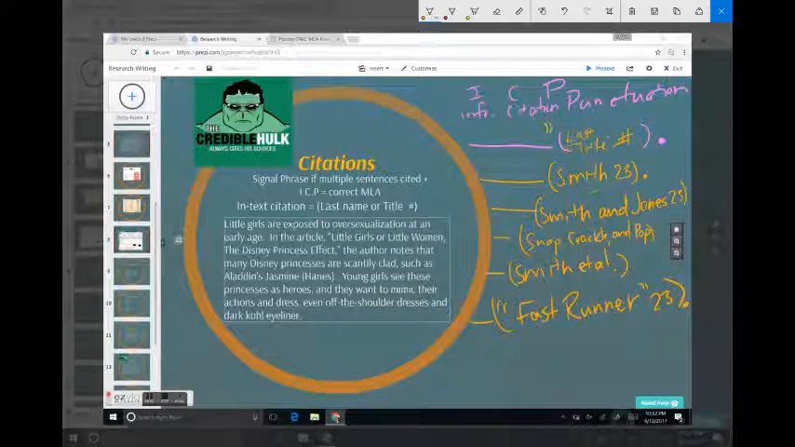Now, there is one question that a lot of people run into, and that is, what if I have 3 facts in a row that all come from the same source? What do I do then? Do I put a citation after every single one of those sentences? So it would be like sentence, Smith 2, sentence, Smith 2, sentence, Smith 2. That would be silly. And MLA says, no, you don't do that. You do this right here, and that is you just put a signal phrase before it.